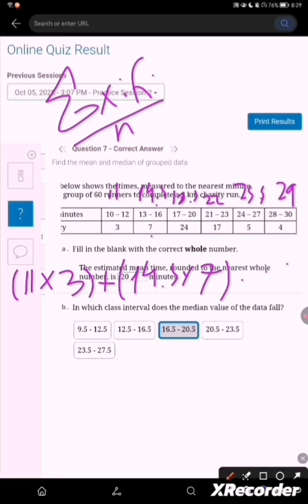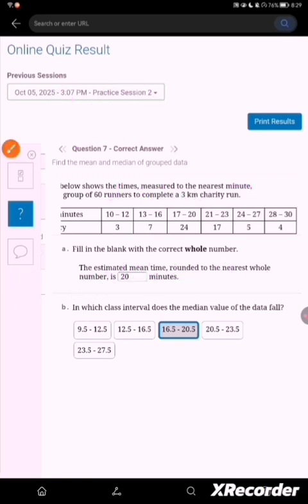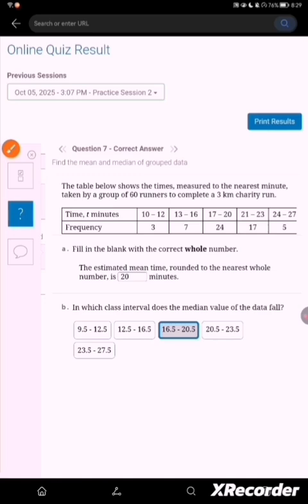So let's start. 11 times 3 plus 14.5 times 7 plus 18.5 times 24, okay, plus 22 times 17 plus 25.5 times 5 plus 29 times 4. All of that, okay, that entire answer divided by the total frequency is, what's the total frequency? Let me just move back.